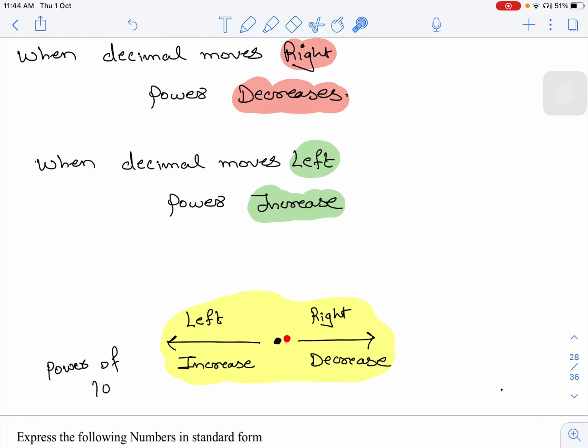Now this one is our decimal. If it moves to the left, then the power of 10 goes on increasing, and when the decimal moves to the right, the power of 10 goes on decreasing. For a minute have a look at this one. Now let us solve some examples based on this.